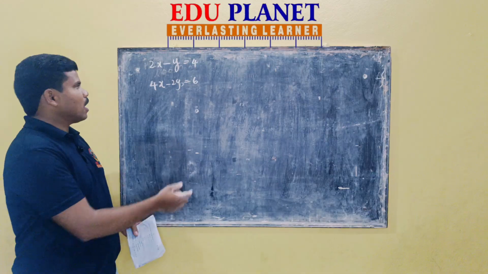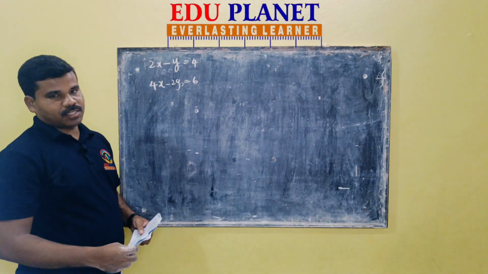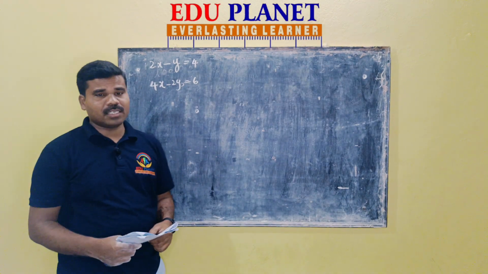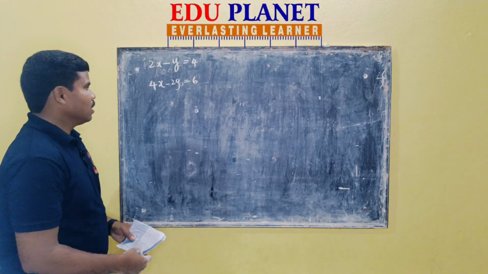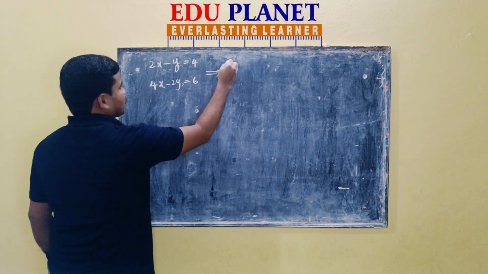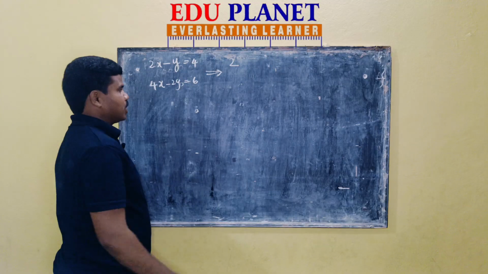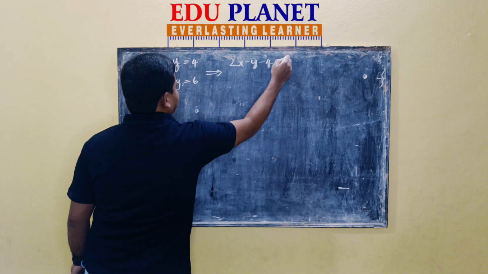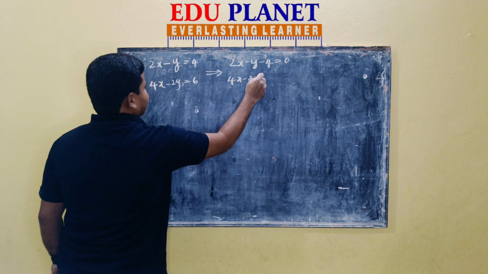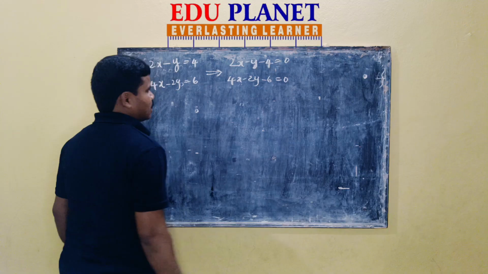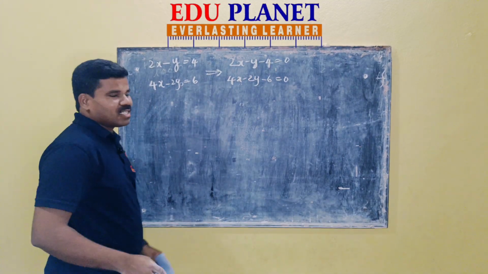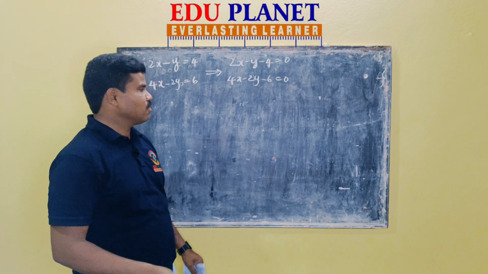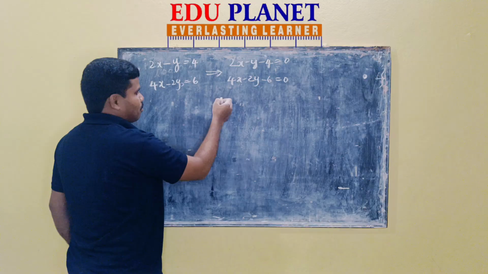The next question: they have given a pair of linear equations, and we need to identify whether they are consistent, dependent or inconsistent. Let us check. First of all, we have to convert them into the structure of ax plus by plus c equals 0. 2x minus y plus 4, if I move to LHS, it will become minus 4 equals 0. Next, 4x minus 2y plus 6 will become minus 6 equals 0. Now we need to compare the ratios of their coefficients, a1, b1, c1, a2, b2, c2.